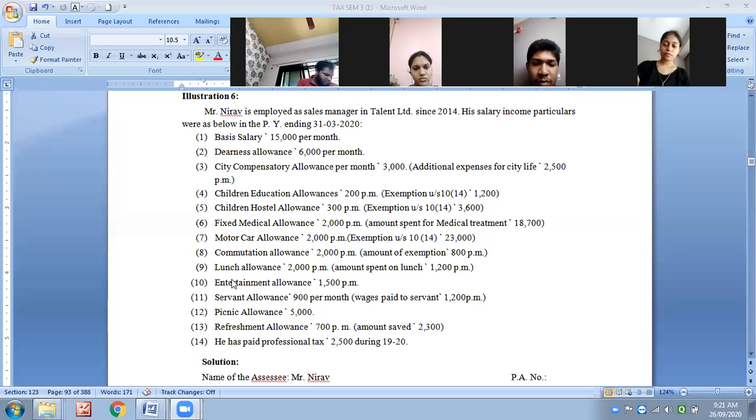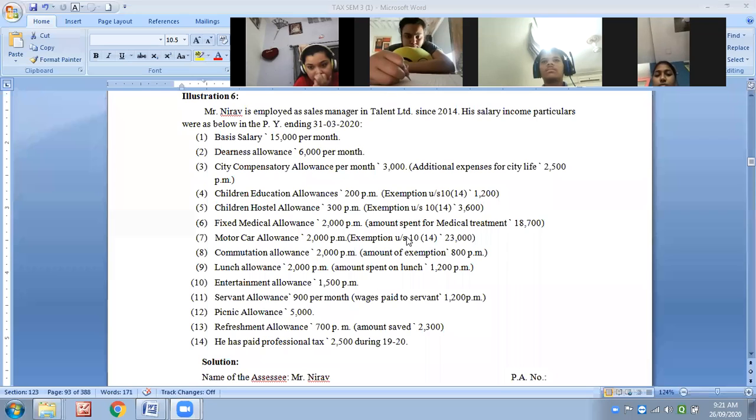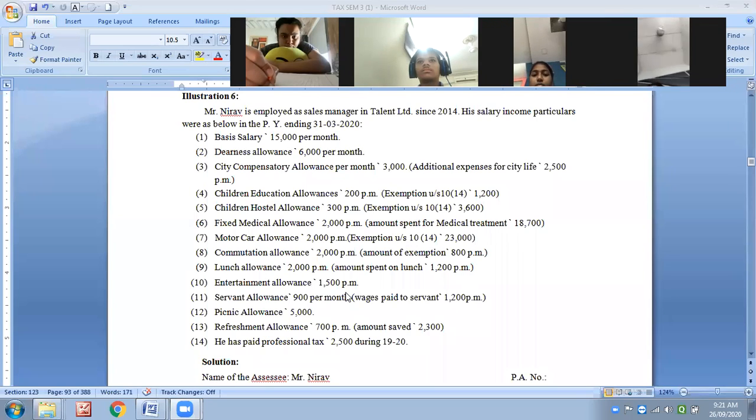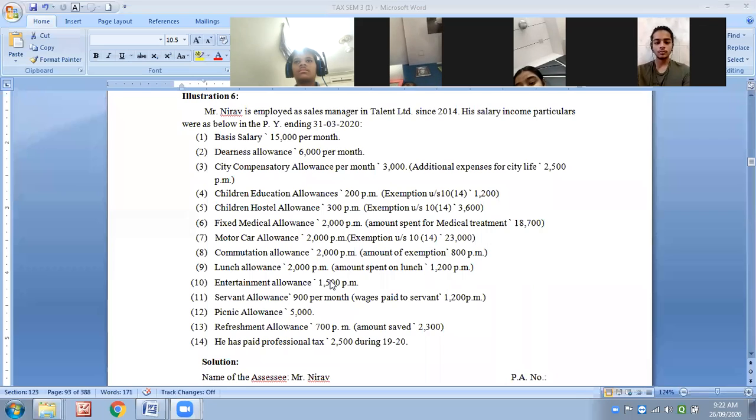Very correct. Next, entertainment allowance. Taxable. Will Mr. Nirav be allowed to get the deduction under section 16(2)? Here, of course, it will be taxable, but we have 16(2) also. Will he be able to get the deduction under section? No. Why? Not a government employee. Very correct answer, Inal. Superb.